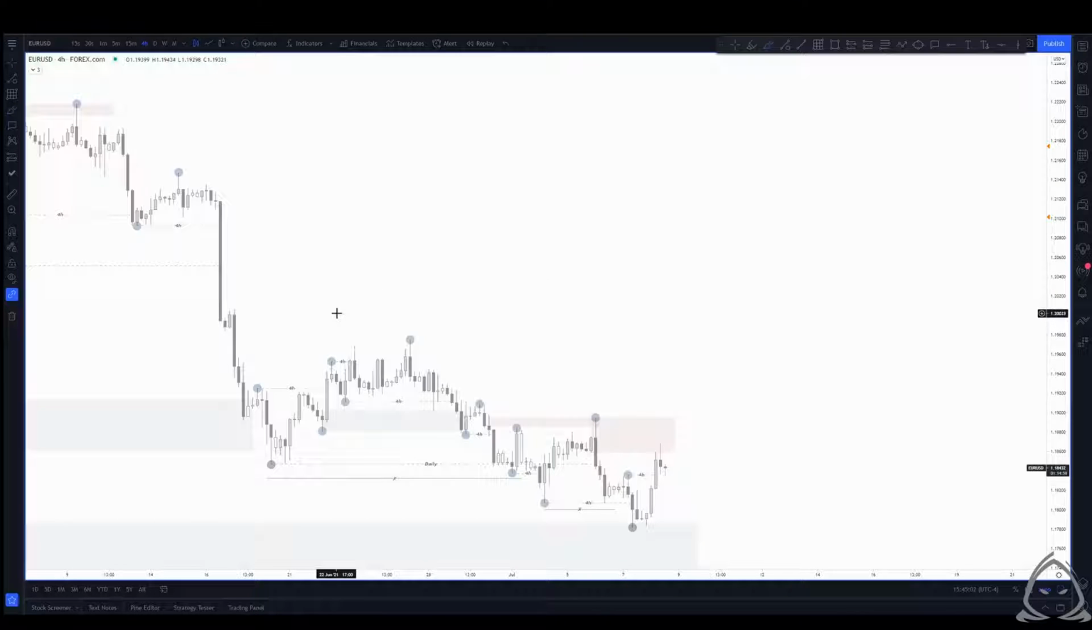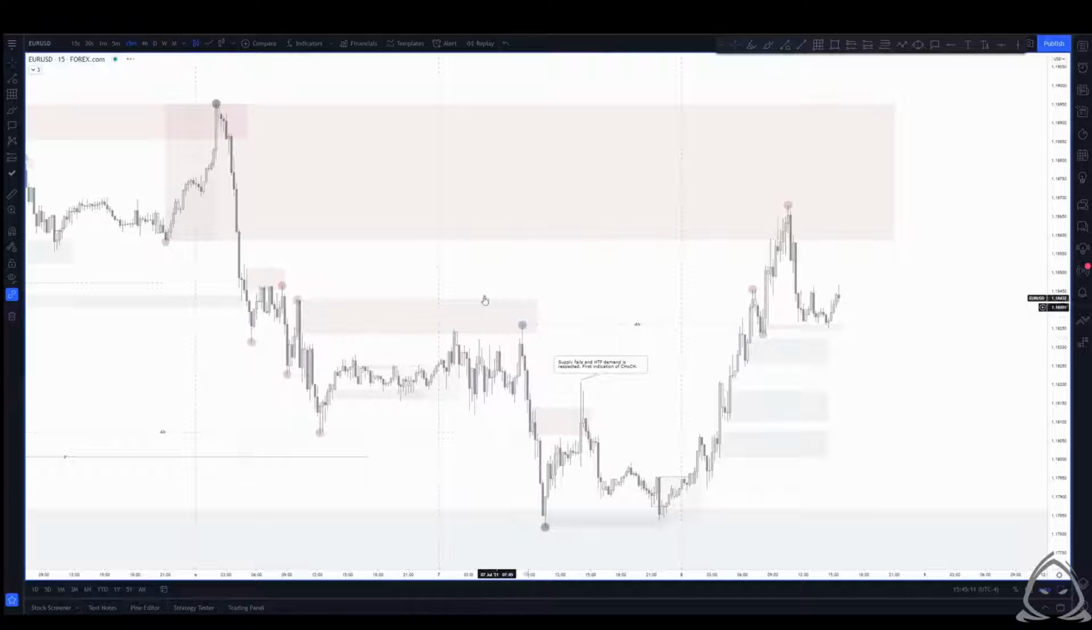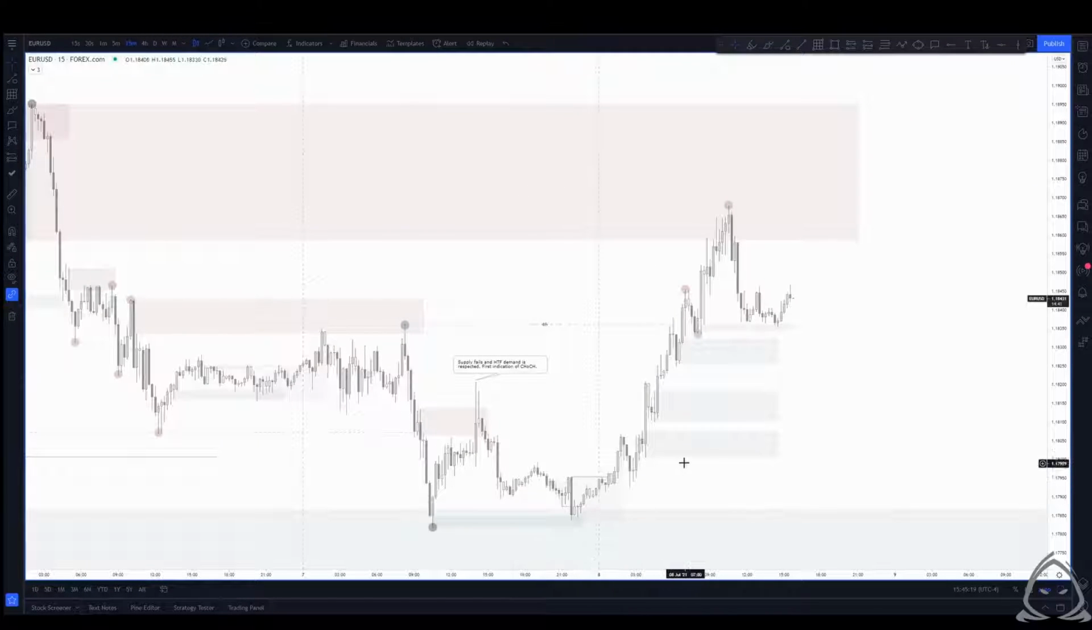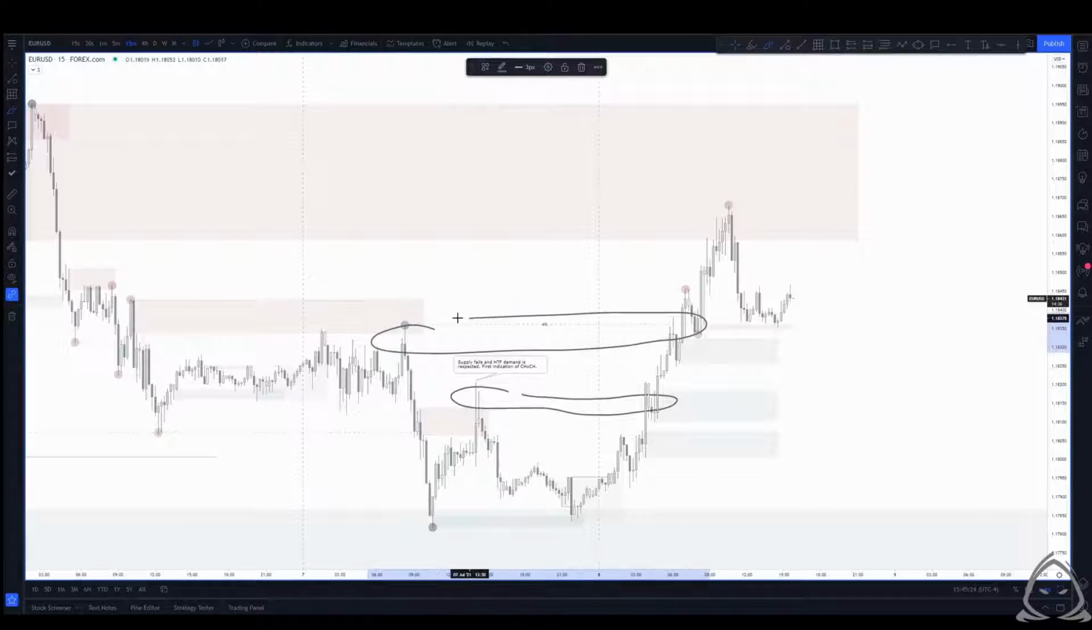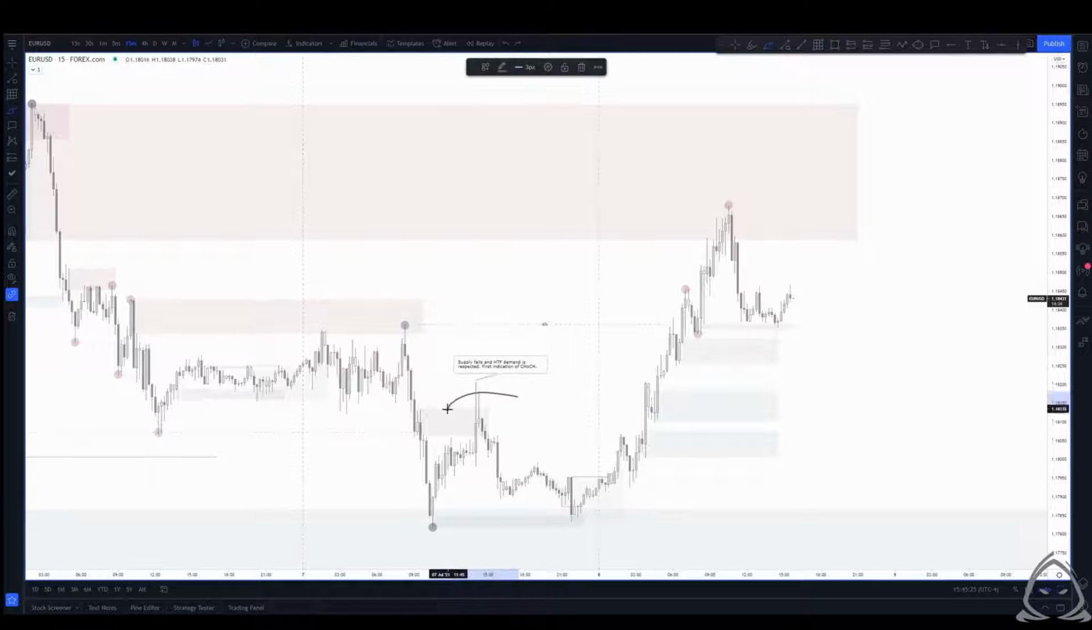And by doing that, we're combining supply and demand, we're combining market structure, we're trying to understand what price is showing us from a market structure perspective and what supply and demand is telling us. Is demand being respected and supply failing? At this point, we're seeing demand being respected here on the 15-minute chart, supply failing. So now, if we look at this supply failure, I'll draw it on with a rectangle just so we can see it a little bit more clearly. We have supply failing here, and we have supply failing right here.